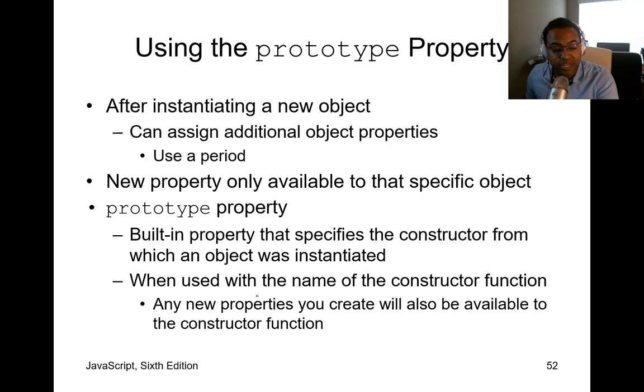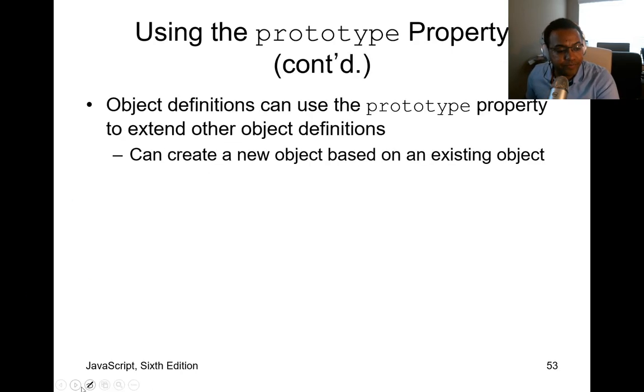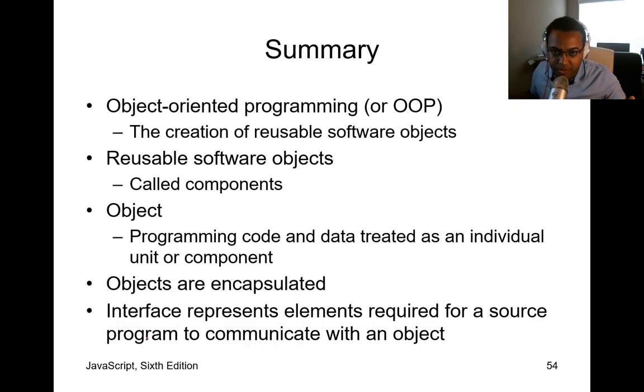The prototype property is a built-in property that specifies the constructor from which an object was instantiated. So prototype array, prototype date, whatever the case may be. When used with the name of the constructor function, any new properties you create will also be available to the constructor function. So, object definitions can use the prototype property to extend the object's definition. You can actually make arrays do more than what they already do by manipulating the prototype property of the array. Basically, create your own flavor, if you will. I'm not going to go deep into that because that can be very complicated.